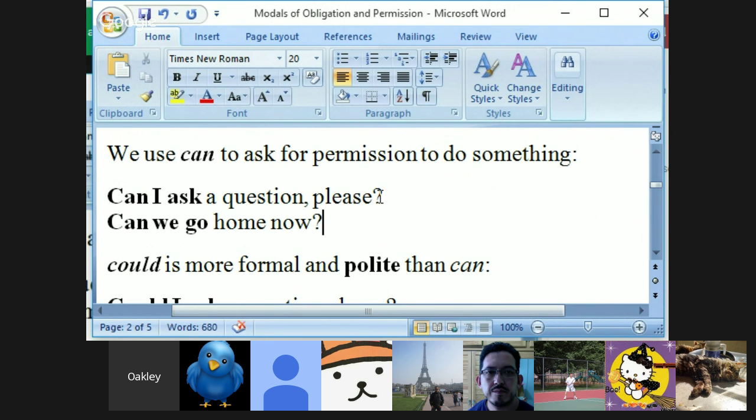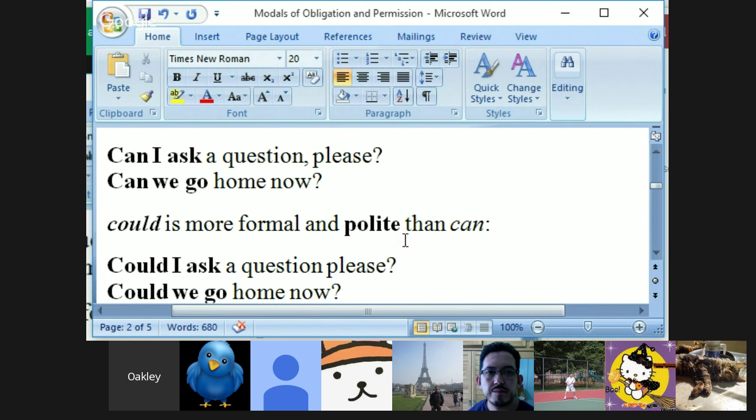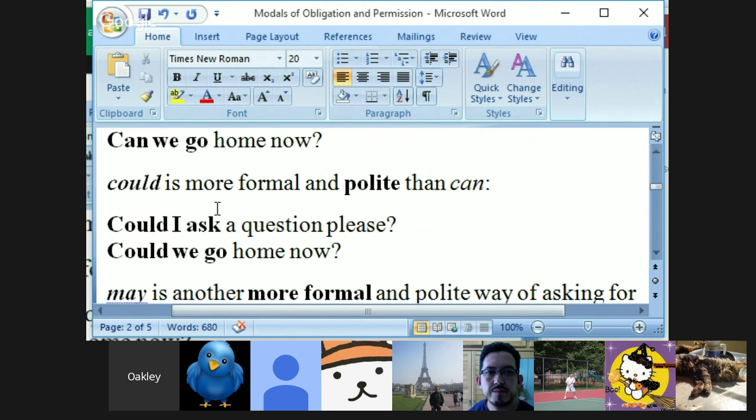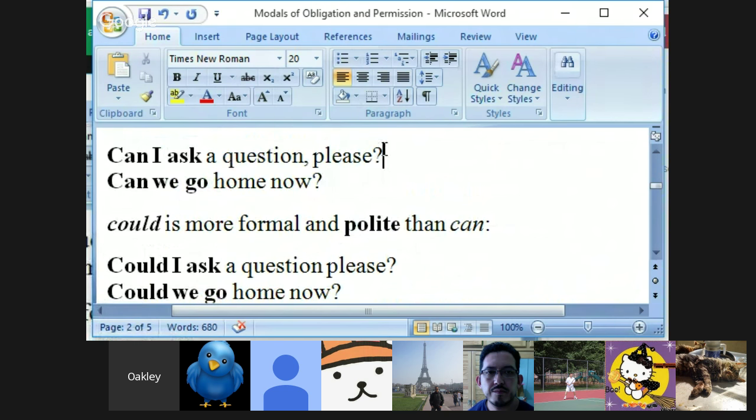In general, could is also used in the same way. Now, when we're asking permission, you're not talking about the past here. When we use it for ability, then it's present, past. When we're asking for permission, it's present, future. Could is more formal and more polite, a little bit, not to any giant degree. Can is very informal. Could is slightly more formal.